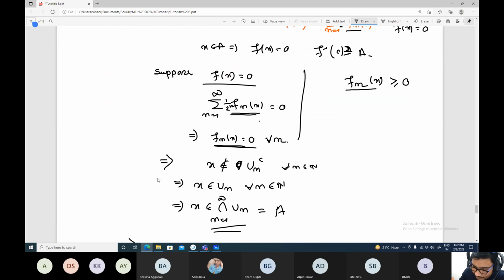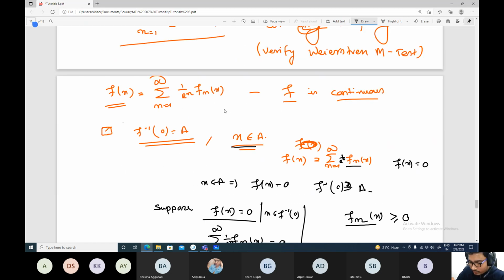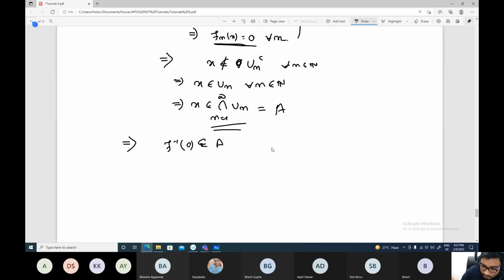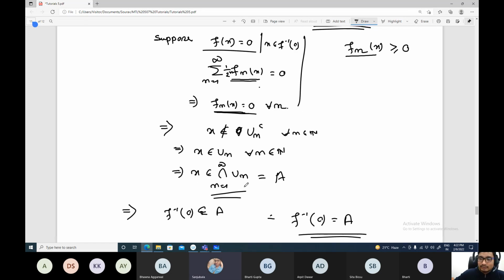So we have taken an element x belonging to f inverse of 0. This means we have got that f inverse of 0 is a subset of A. Earlier we got A is a subset of f inverse of 0. Therefore, f inverse of 0 is equal to A. This is the result. Okay, clear? Tell me if it is not clear. Yes, sir. Clear. Okay, fine.